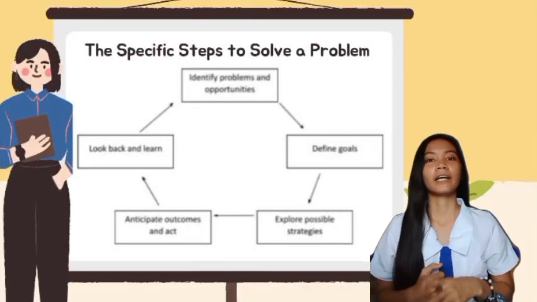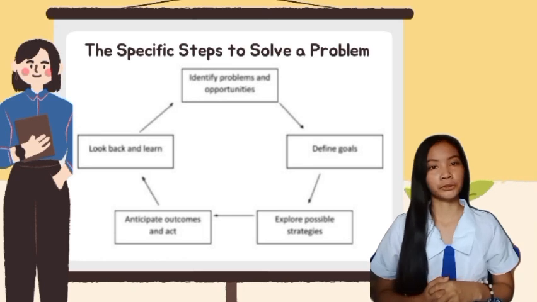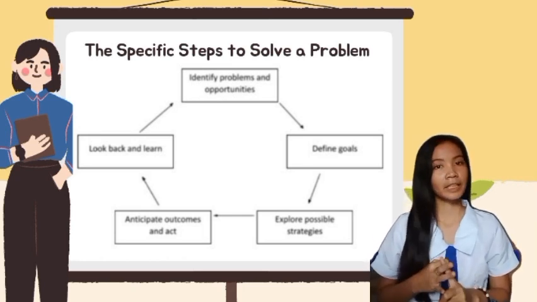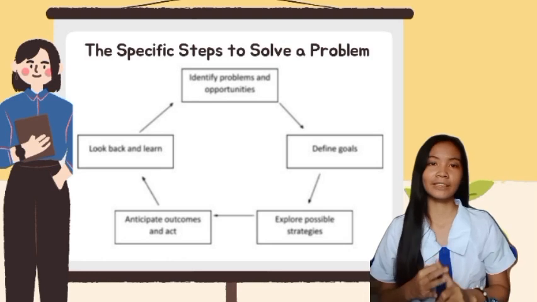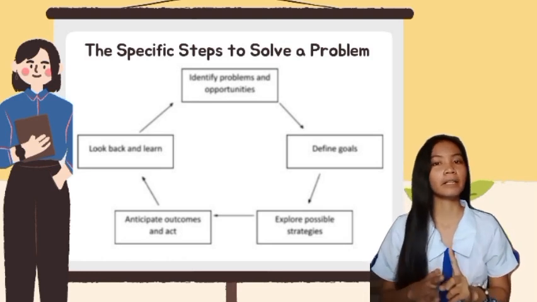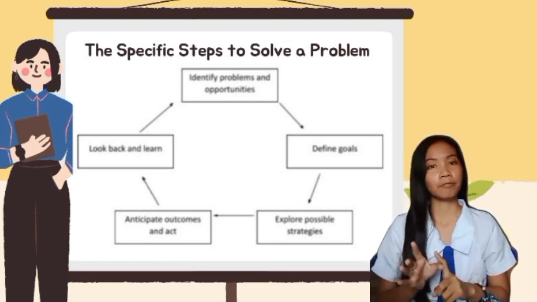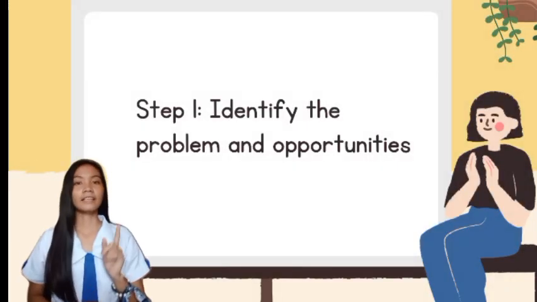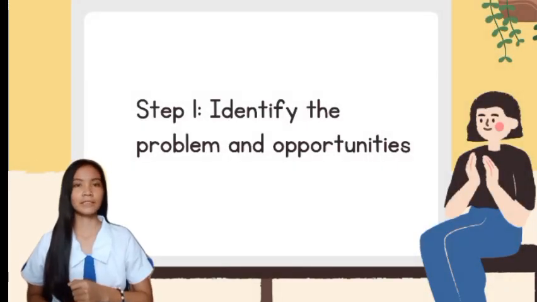Step 1. Identify the problem and opportunities. Step 2. Define goals. Step 3. Explore possible strategies. Step 4. Anticipate outcomes and act. Step 5. Look back and learn. Step 1. Identify the problem and opportunities.